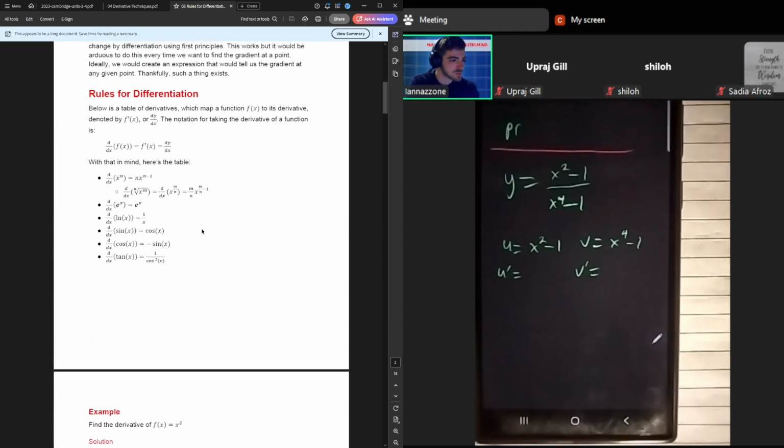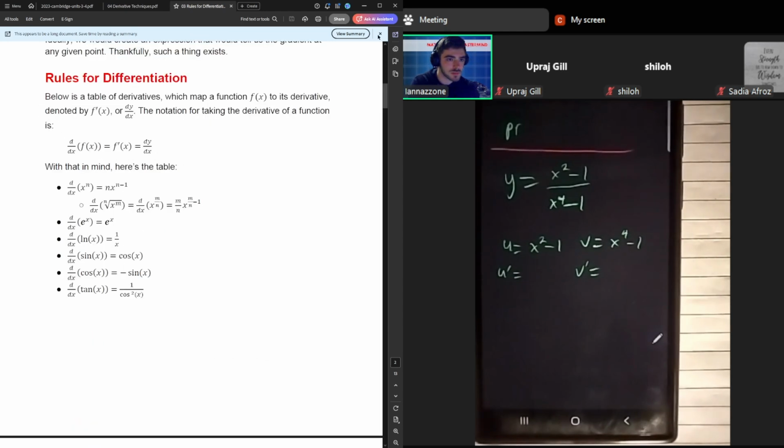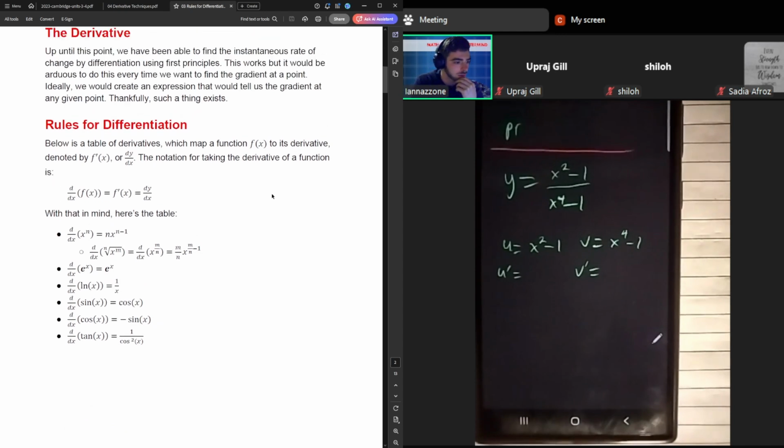I've got up a table of derivatives if you want to refer to those on the screen share. 2x and 4x to the power 3. Yeah, both of those are correct.